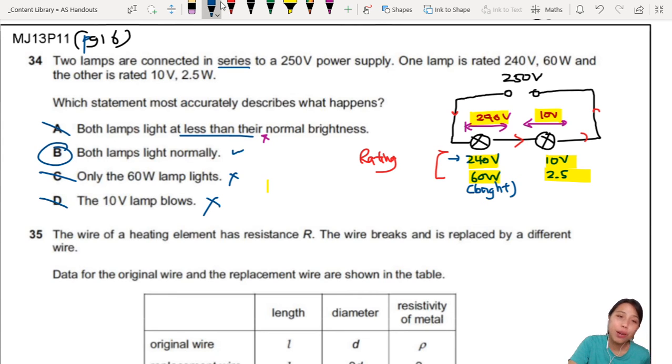So B is the one that will best describe this scenario. So you kind of have to think of the bulbs. You need to understand what the rating means, things like that. If you go above their rating, there's a chance they will explode. If you're below, they will light up, but not as bright. They'll be dimmer. Let's look at a mini past year question in paper 2 about light bulbs.